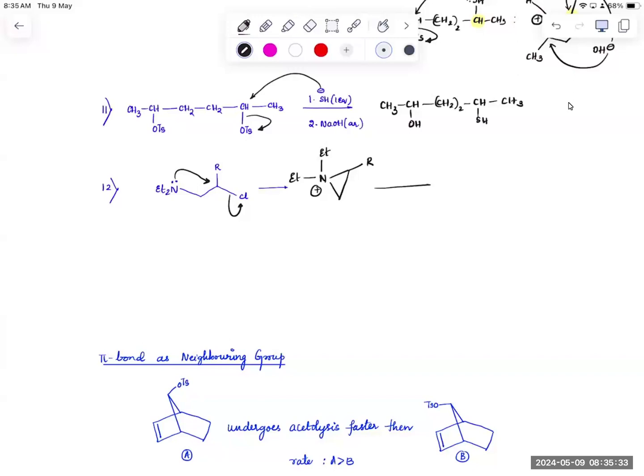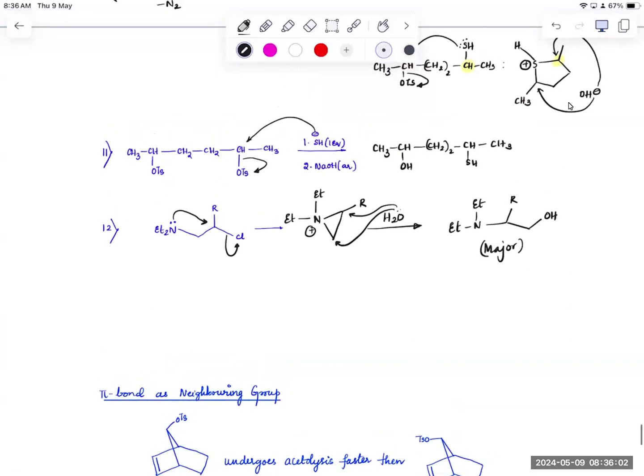And if this product continues to react with water or something, then water will attack either on this end or on this end. Usually the major product will always be on the less substituted side. So it is less substituted. So we'll get this as N and ethyl with this R group here. And then we have an OH group on it. So this is the R group. So we have the major product as this one. Done.